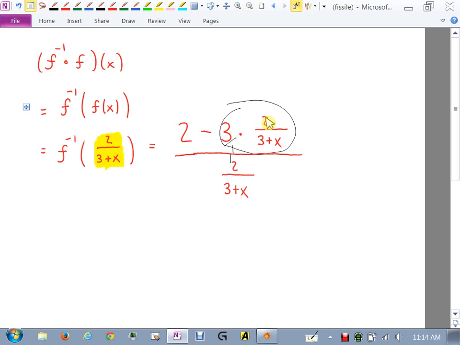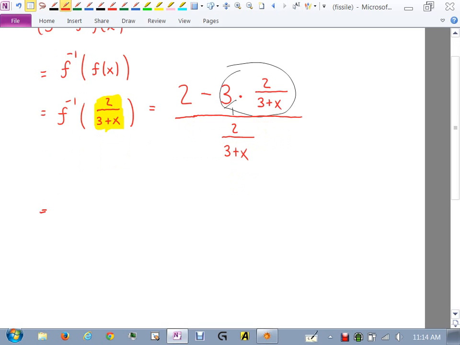3 times 2 is 6. So I'll start with that. 2 minus 6 over 3 plus x over 2 over 3 plus x. Now let's just stick to what we've been doing. We've been getting common denominators when possible here. Can I put these two together with common? Yep. So I need to introduce 3 plus x next to the 2, and underneath it, 3 plus x. Do y'all follow that?